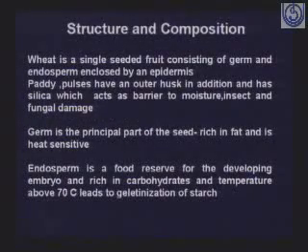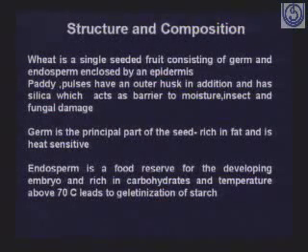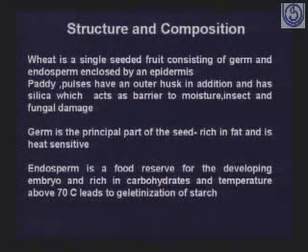Structure and composition. Wheat is a single-seeded fruit consisting of germ and endosperm, which is enclosed by epidermis. Paddy and pulses have an outer husk, and in addition it has silica, which acts as a barrier to moisture, insect and fungal growth. This is very, very advantageous. Germ is the principal part of the seed, rich in fat and is heat sensitive. Endosperm is a food reserve for the developing embryo. However, remember that this is rich in carbohydrate, and the main carbohydrate is starch, and temperature above 70 degrees leads to gelatinization of starch.